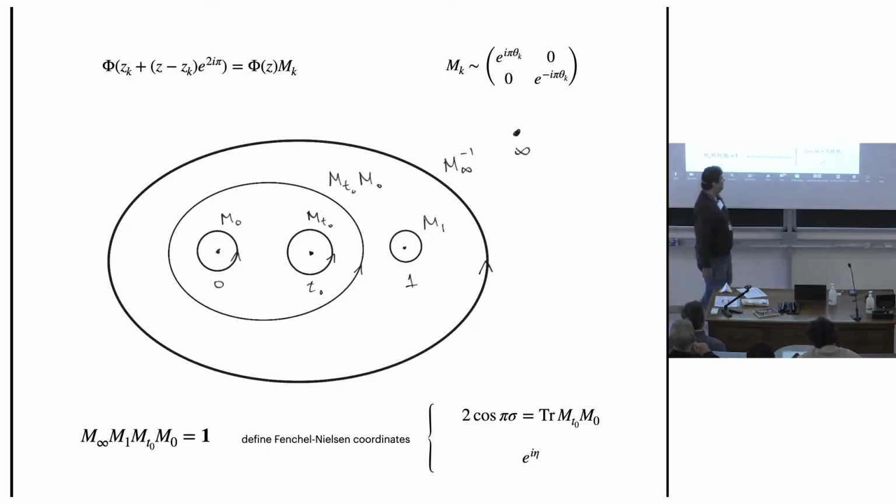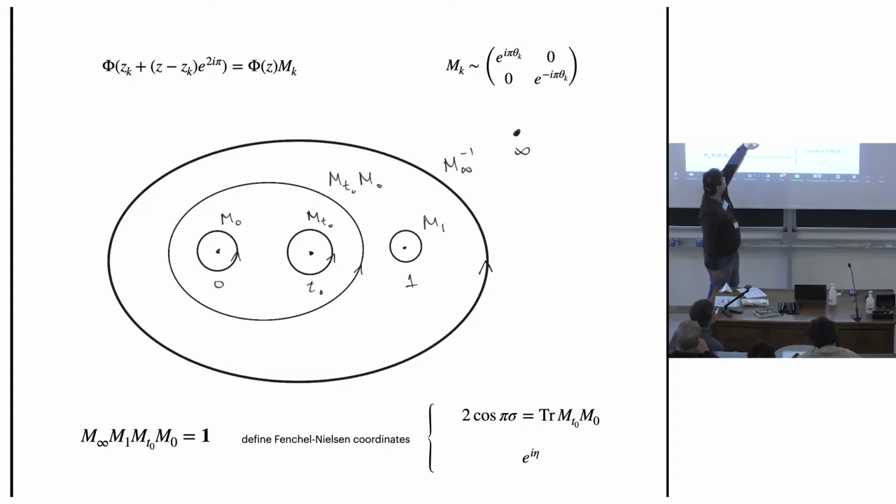I'm calling it sigma here. This is my own idiosyncratic way of doing that. There are many different choices. And you have conjugate to that the so-called eta parameter, which basically tells you how the monodromy properties between 0 and t0 are related to 1 and infinity.